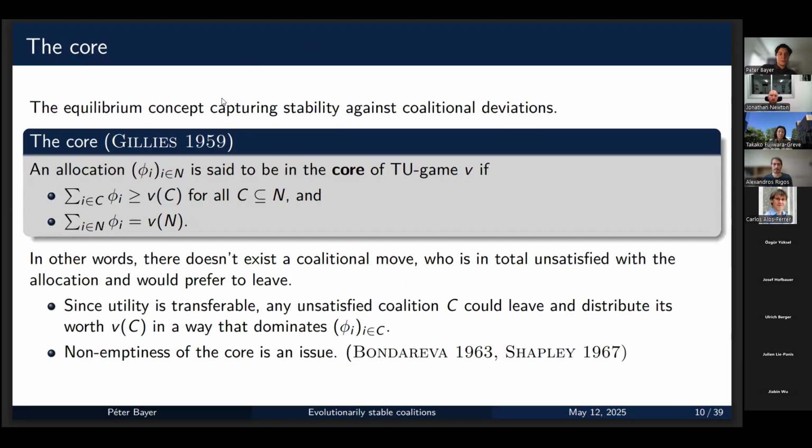Okay, yeah, and of course, if you know cooperative game theory, you know that this gives rise to the core. Okay, this is an equilibrium concept capturing stability against such coalitional deviations. An allocation is said to be in the core of the game v if every coalition is satisfied. And crucially, as we mentioned in the last slide, we cannot divide more than the worth of the grand coalition.